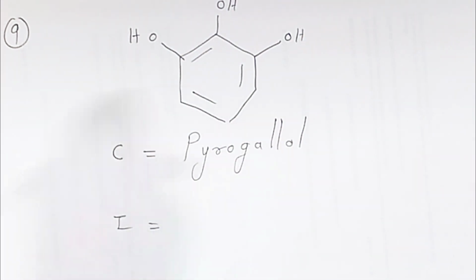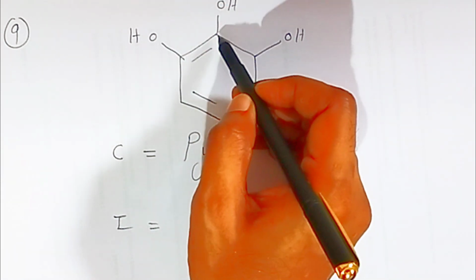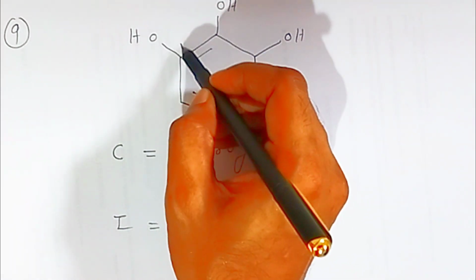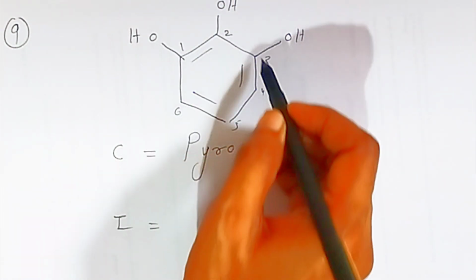Now what will be the IUPAC name, students? For that, you have to start the numbering. You can start the numbering in this way or this way, 1 2 3 4 5 6. You can also start from this side.